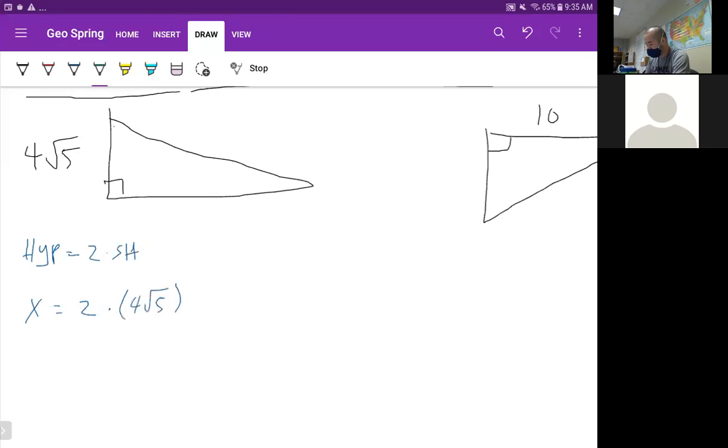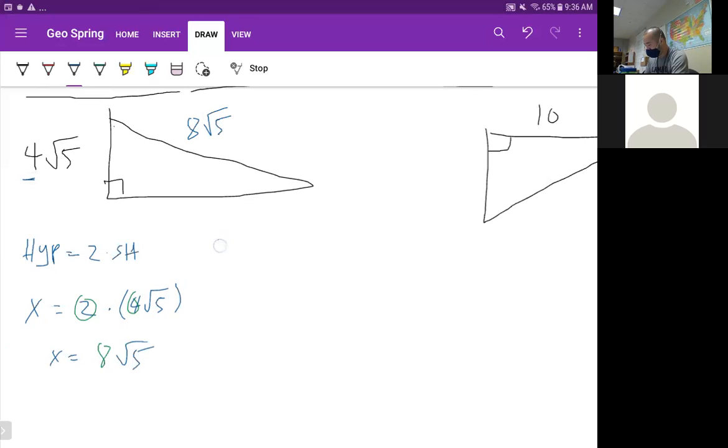Okay, so the like terms here are this 2 and this 4. So 2 times 4 is 8. And then square root of 5. So x equals 8 square roots of 5. Yeah, so right here, 8 square roots of 5. If you know the shortcut, you just double this number. 4 times 2 is 8.